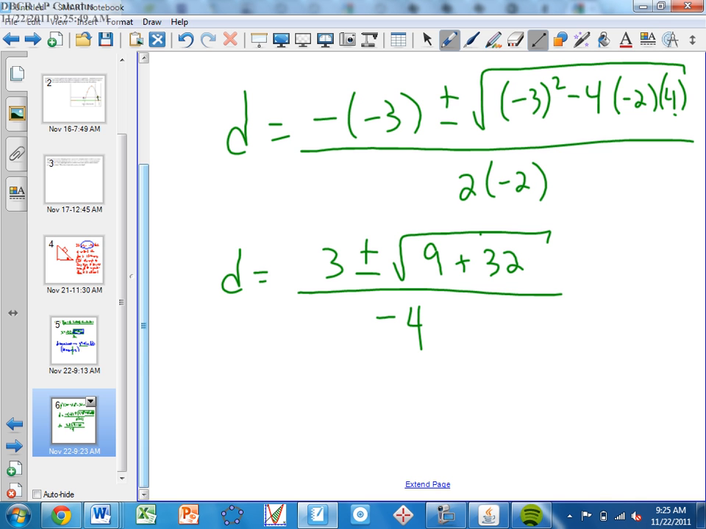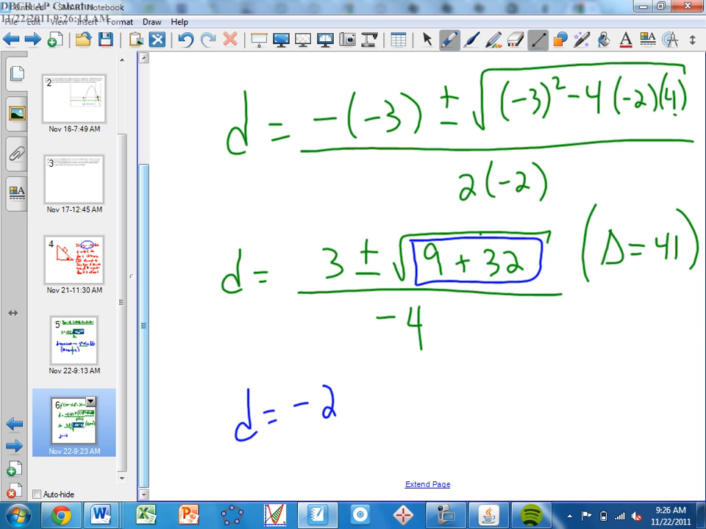So in the end, what's under the radical? 41. Okay? So on the side here, let's write down real quick in parentheses, delta equals 41. Remember, we are looking at b squared minus 4ac. That's the important part today. And where is that represented? Always whatever is under the radical. And that happens to be 41 for this example. Our answers, if we split this up, will be negative 2.35 and 0.851. Okay? Again, right now we're just getting our roots, and we're going to make some conclusions once we see more evidence of different things.